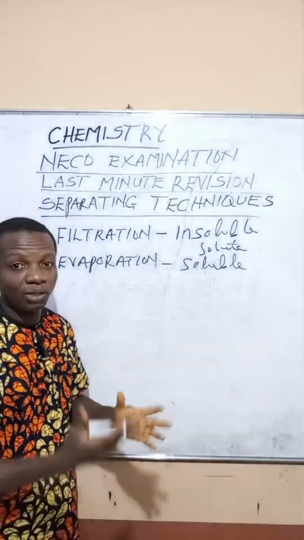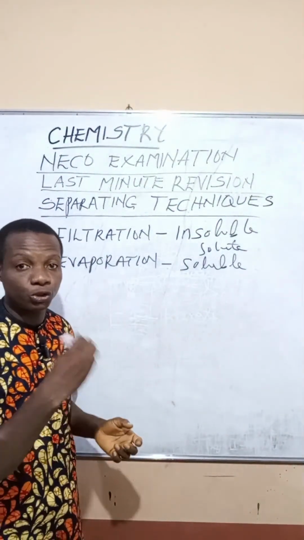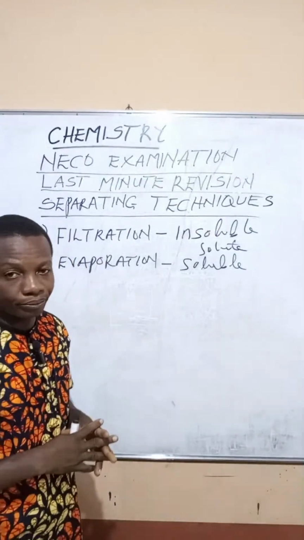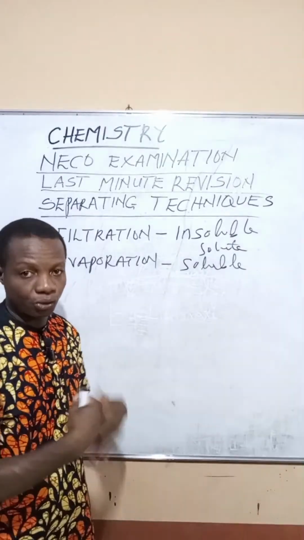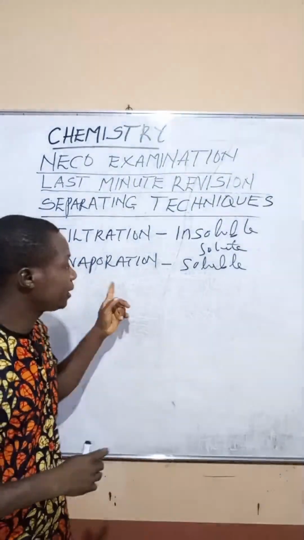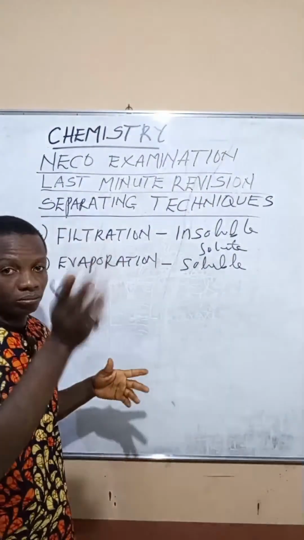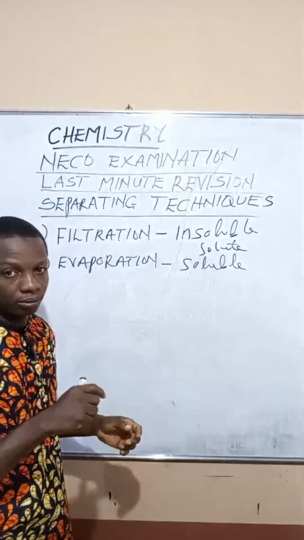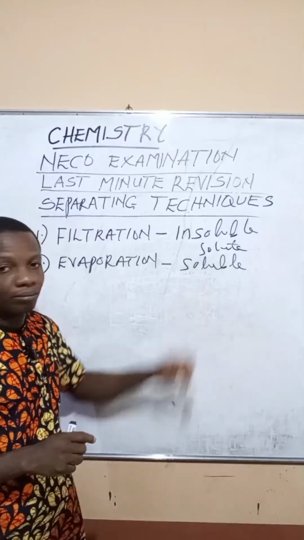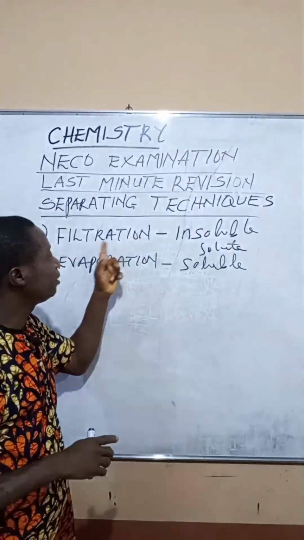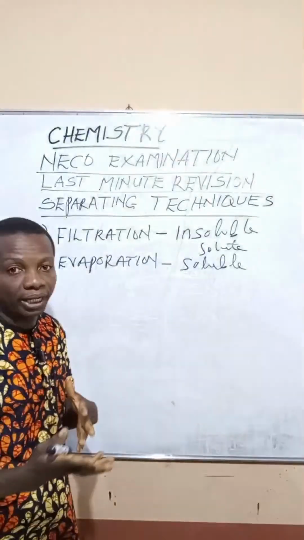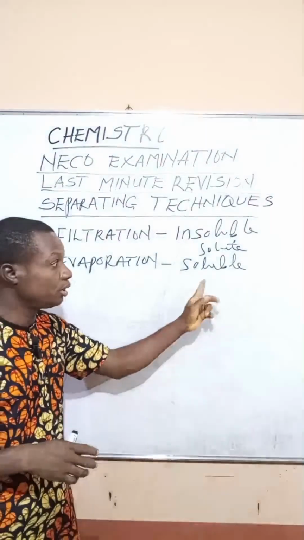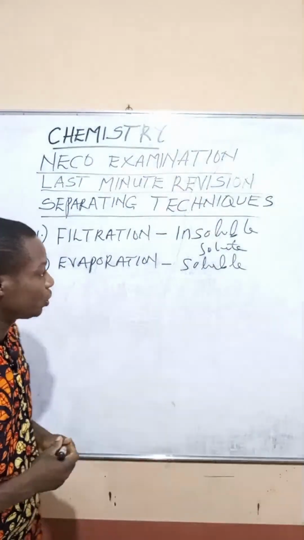For instance, if you have sodium chloride, the common salt we use for cooking, and you add it to water, it will dissolve in the water. So for you to be able to recover the salt, you have to evaporate the water, then you'll be left with the salt. Then you cannot use filtration for sodium chloride in water because sodium chloride is not insoluble, it is soluble. So that's why I use evaporation.